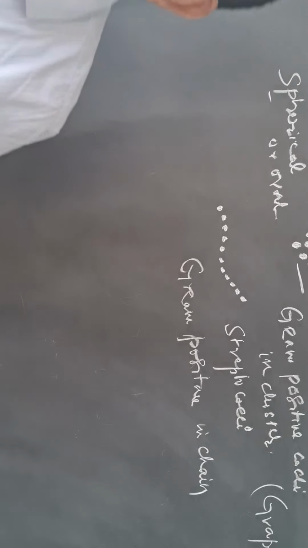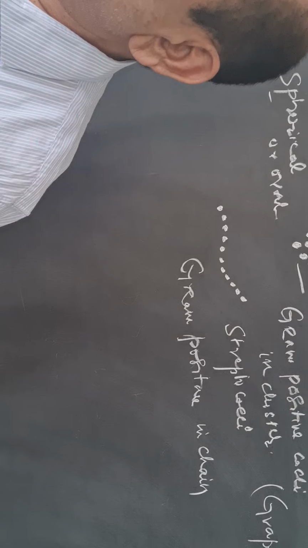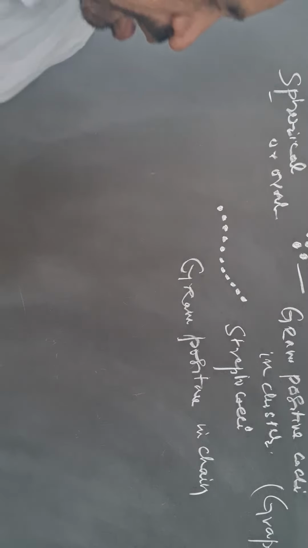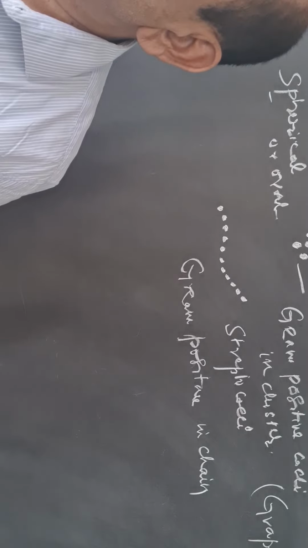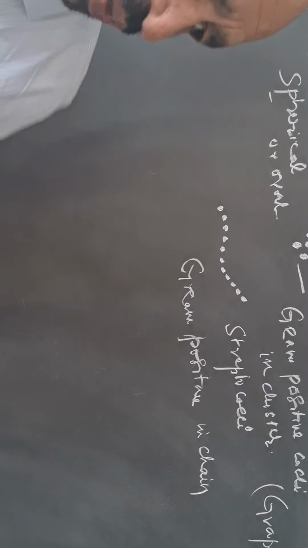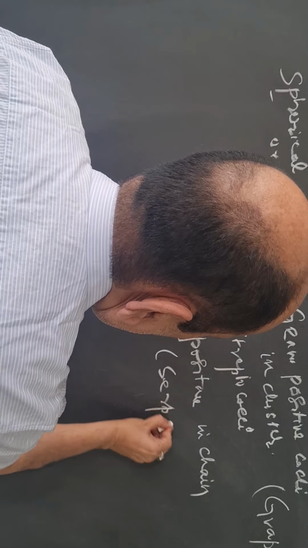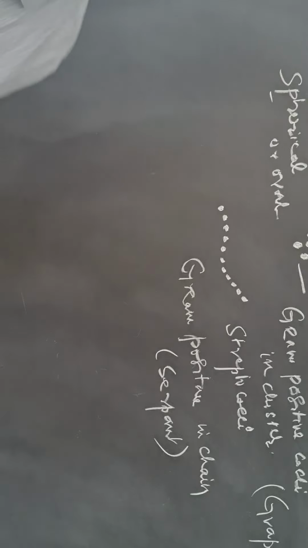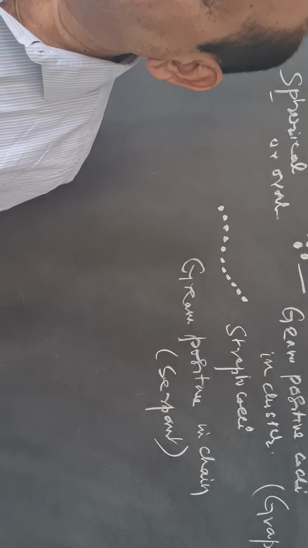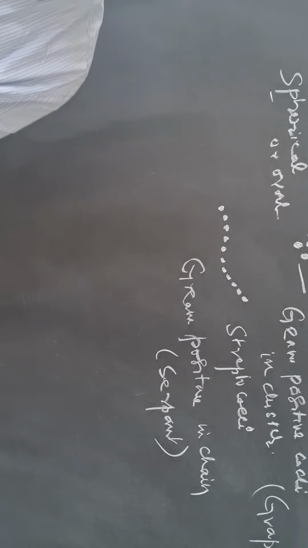Streptococci: cell division takes place in a single plane, not in all other planes, and daughter cells fail to separate out from mother cells. It looks like a serpent. Gram-positive cocci arranged in chains.